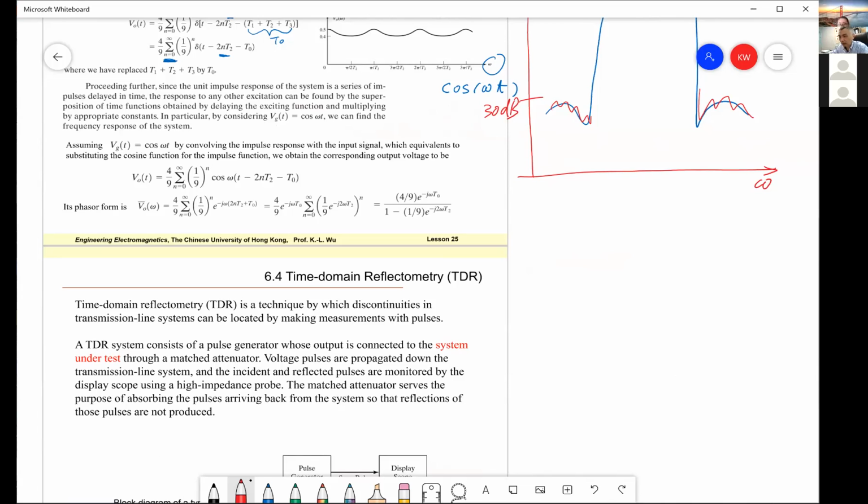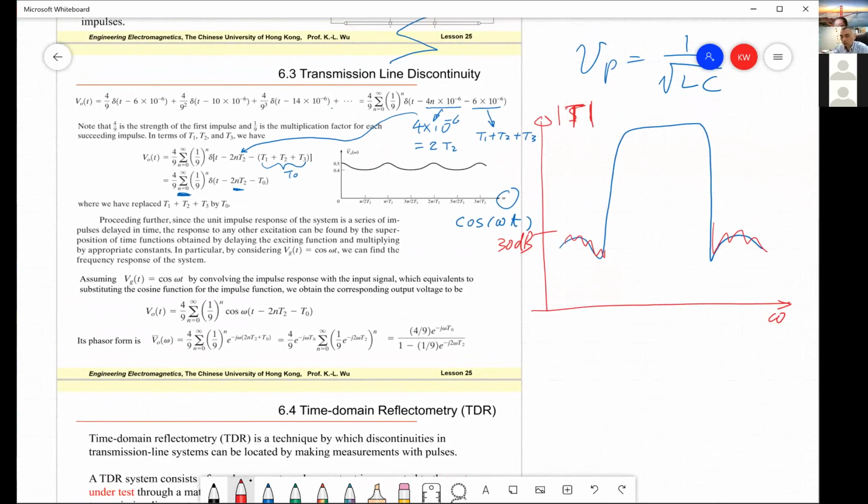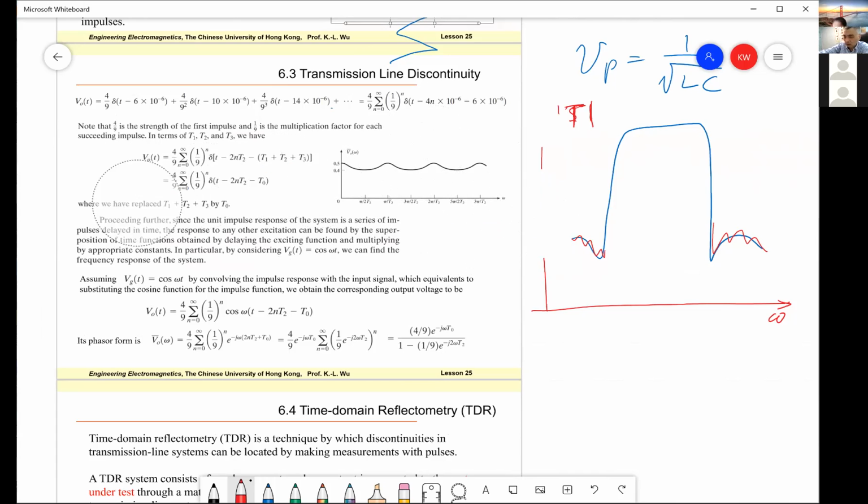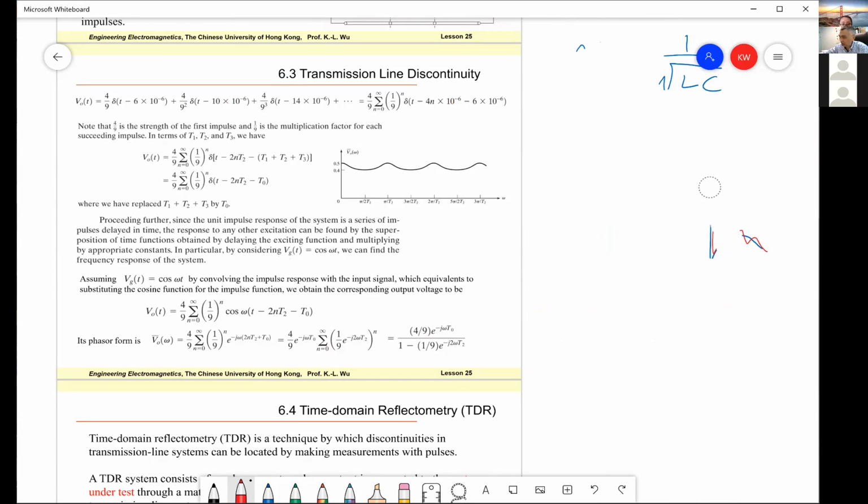So that's why I propose this slide. I think it's worthwhile to discuss in our class, at least to let our students have some flavor. What is a system function, an impulse response? And what is a frequency domain response compared to a time domain response?